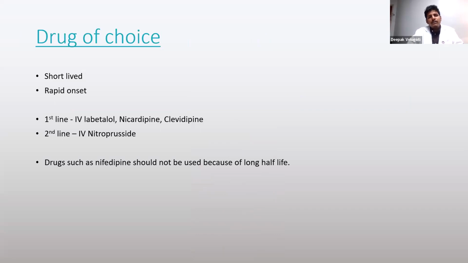And the drug of choice for the antihypertensive medication should have the characteristics of a short half-life and rapid onset. The first line drugs that are used to reduce blood pressure are IV labetalol, nicardipine, clopidogrel, and the second line drug is IV nitroprusside. And drugs such as nifedipine should not be used because of the long half-life.